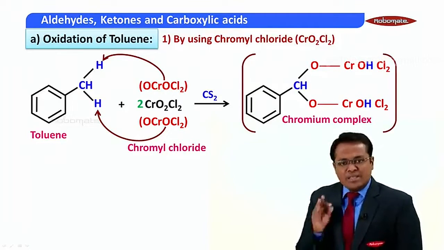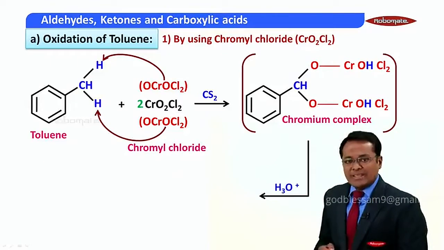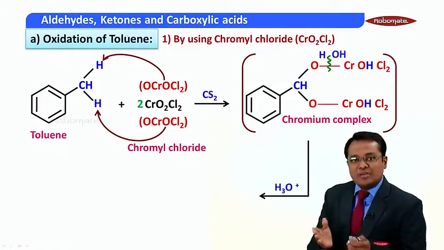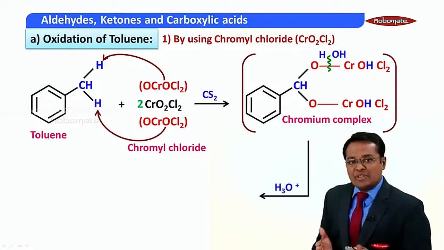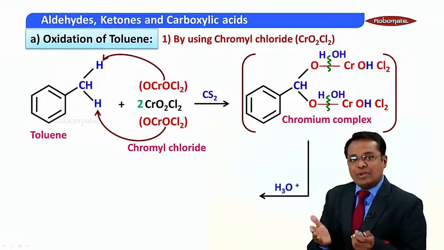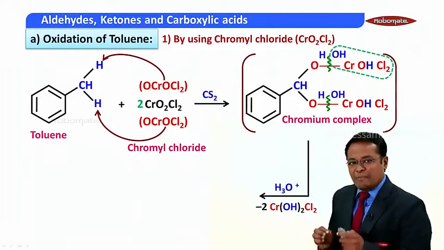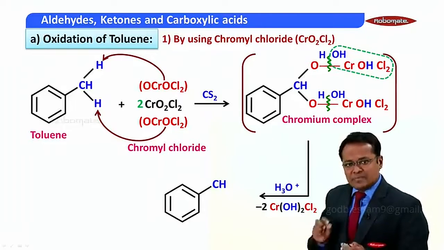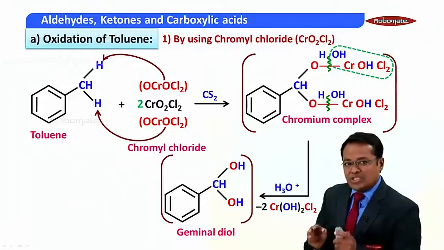Now this compound has to be hydrolyzed. When you hydrolyze this, what happens? Can you see that oxygen chromium bond? It will undergo fission by a water molecule, so we call it hydrolysis. Breaking will take place at both the sides, and you will get some byproduct. What is the remaining part? I have got a benzene ring, to that I have got CH, and two OH groups. Is it nothing but a geminal diol?